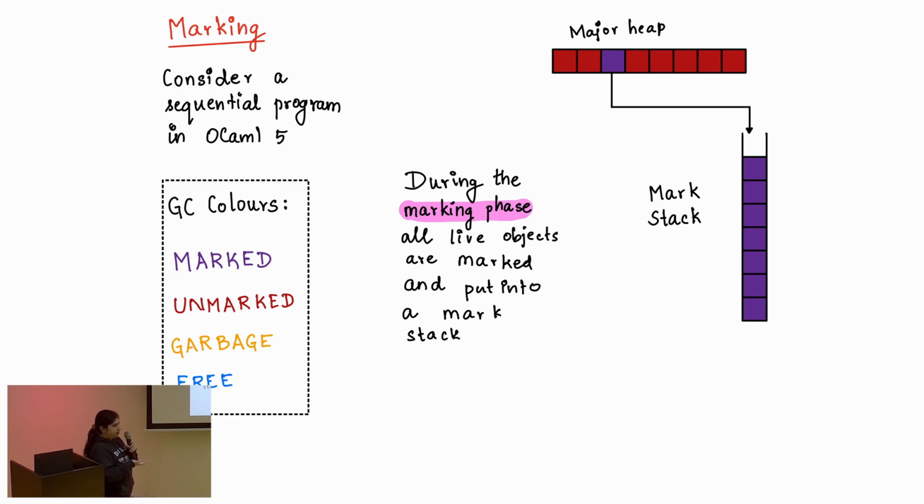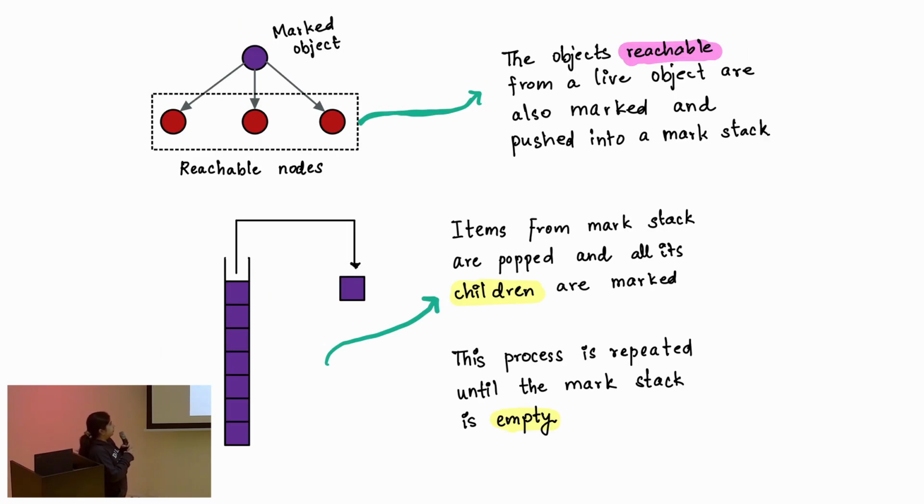An object is garbage, meaning it has to be removed, and the memory can be reused for something else. And free essentially means it's a free memory location, and we can allocate there. So these are the 4 different states of the garbage collector, and this is what is tracked in the GC color field that we saw earlier. When we have a marked object, we are going to trace the objects that are reachable from the marked object.